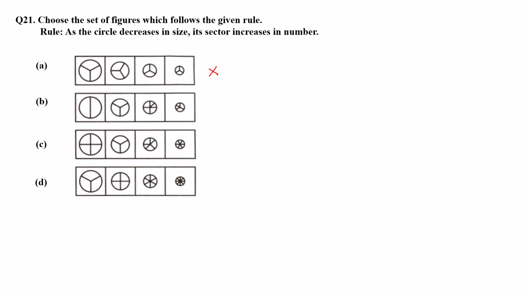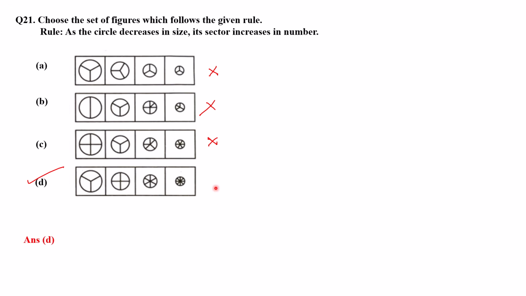It should not happen like that. After 5 it should come 6. So this is again wrong. Now next if you see the third one, here is 4 sector, here is 3 sector. So sector in place of increasing it is decreasing. So this is also not the correct option. So only the option left is D option and let's see the rule which is followed here. So 3 sector, 4 sector, then 6 and then furthermore. So this is only the correct answer. So answer is D.